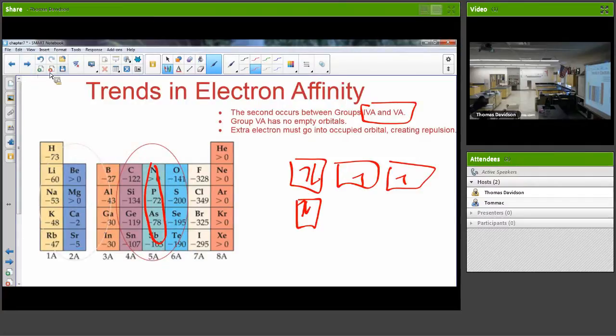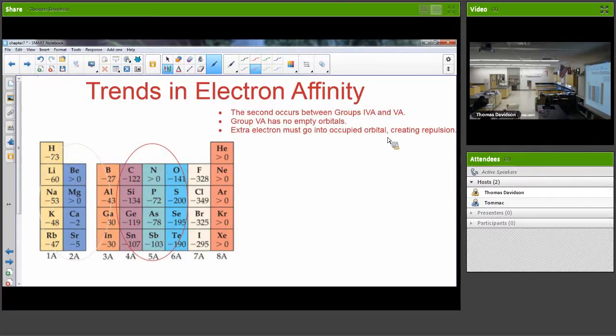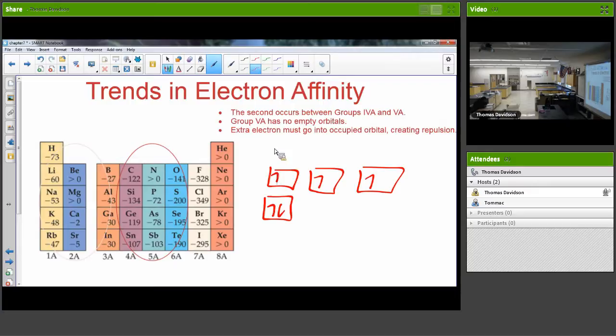Okay, the next one is between groups 4 and 5. Group 5A has no empty orbitals. Extra electron must go into occupied orbital, creating repulsion. All right, so these would be full. These would be full. So what it's saying now is to add another one here takes slightly more energy than it would have to add this one right here, because these two electrons will repel each other more than the empty shell, or empty orbital, would have.